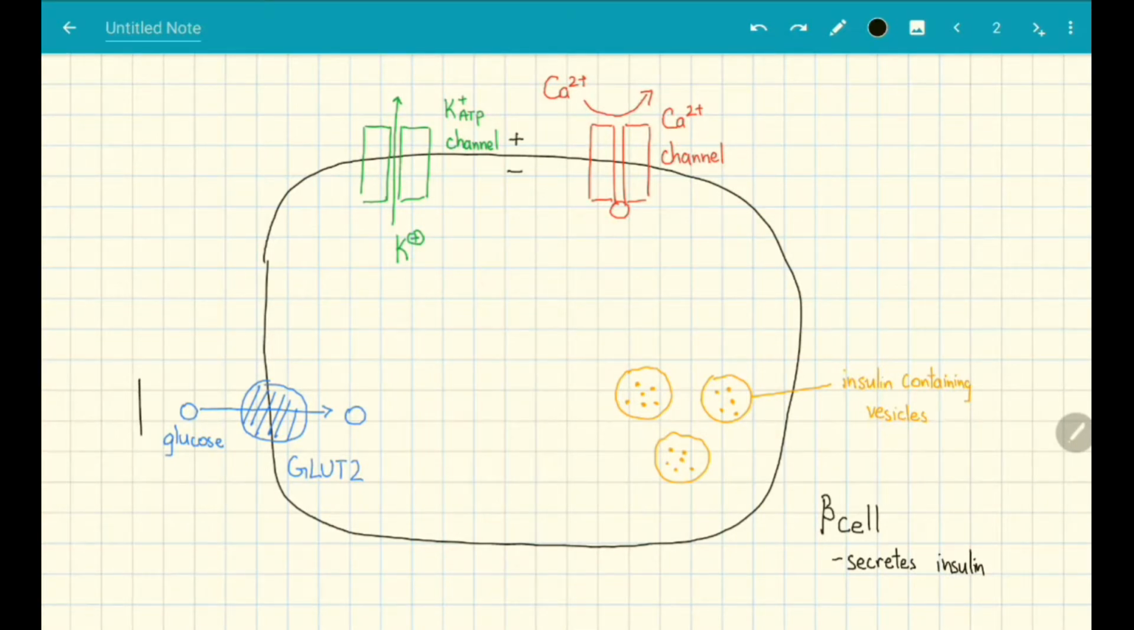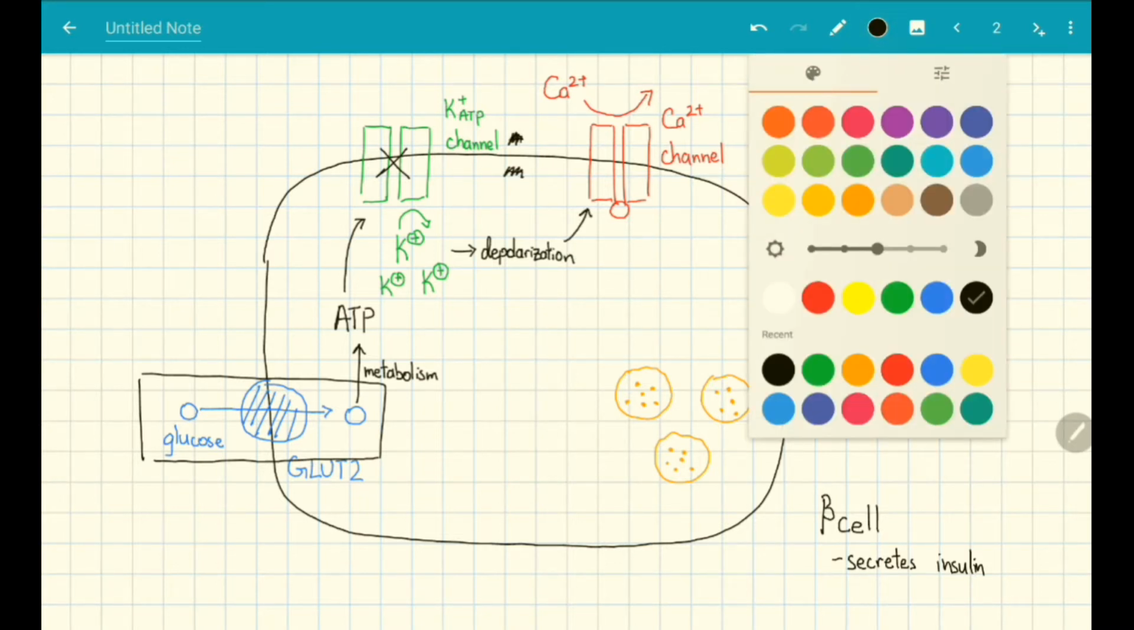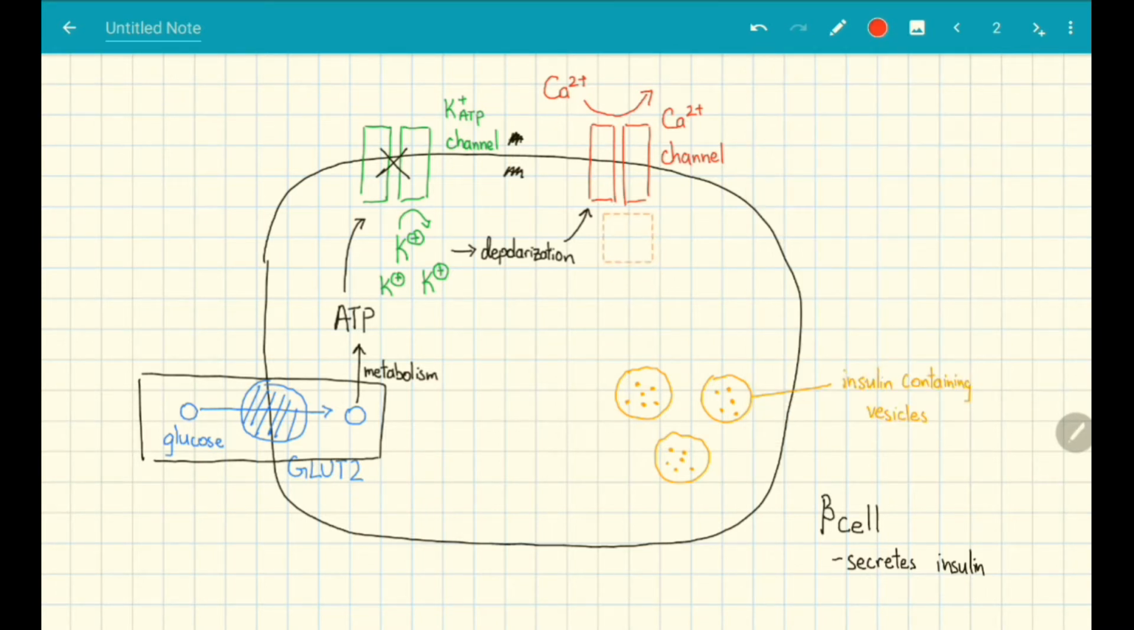So when glucose is transported into the cell by the GLUT2 transporters, this glucose is metabolized by the cell into ATP. This ATP binds to the potassium channels, causing them to close. Closure of enough potassium channels causes the cell to become depolarized due to the buildup of positively charged potassium ions inside the cell. Depolarization of the cell causes the voltage-gated calcium channels to open, and this results in an influx of calcium into the beta cell.